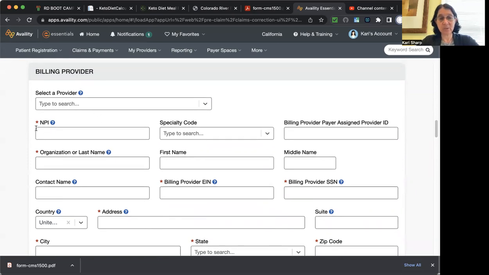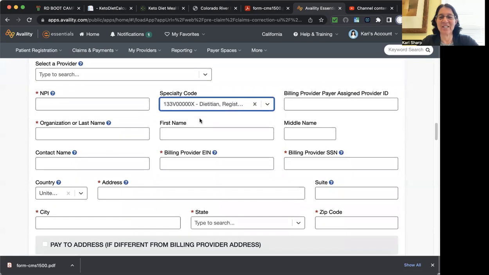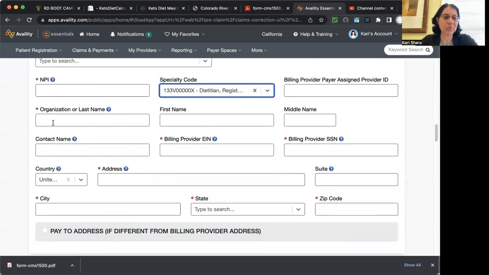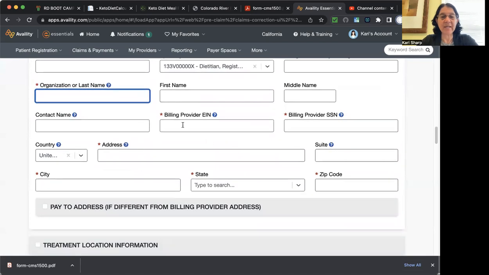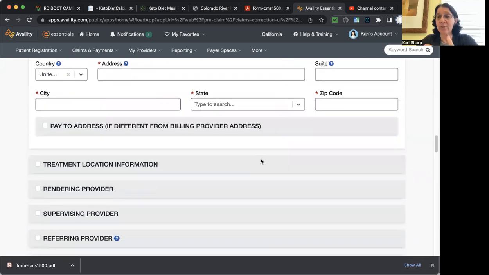A lot of times, this is where your type 2 NPI comes into play. So you would put your business NPI. We have a taxonomy code. Medicare requires this. It's 133, these letters and numbers. This is required for Medicare. A lot of times it's just nice to put it in insurance companies so we get recognized, but it is required to submit a Medicare claim. It's just our classification. This is where you would put your business name and your business tax ID number and address, everything. So where you want to get paid.